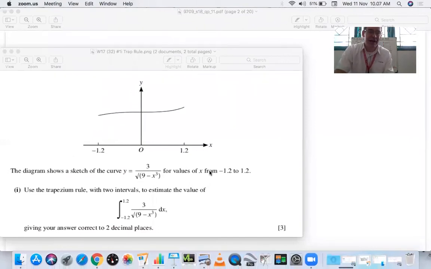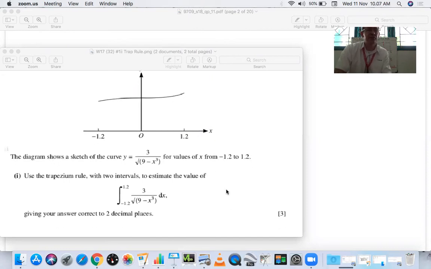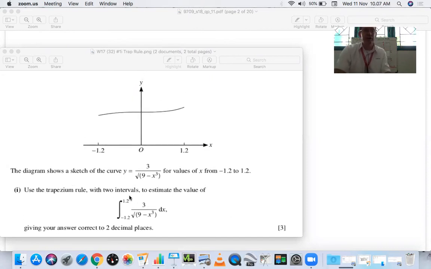Now we have a graph to look at. It says the diagram shows a sketch of the curve y equals 3 over the square root of 9 minus x cubed for the values of x from -1.2 to 1.2. Here you can see the slight curve there. Use the trapezium rule with 2 intervals to estimate the value of the integral, meaning find the area under this curve from 1.2 to -1.2 of our function, giving your answer correct to 2 decimal places.